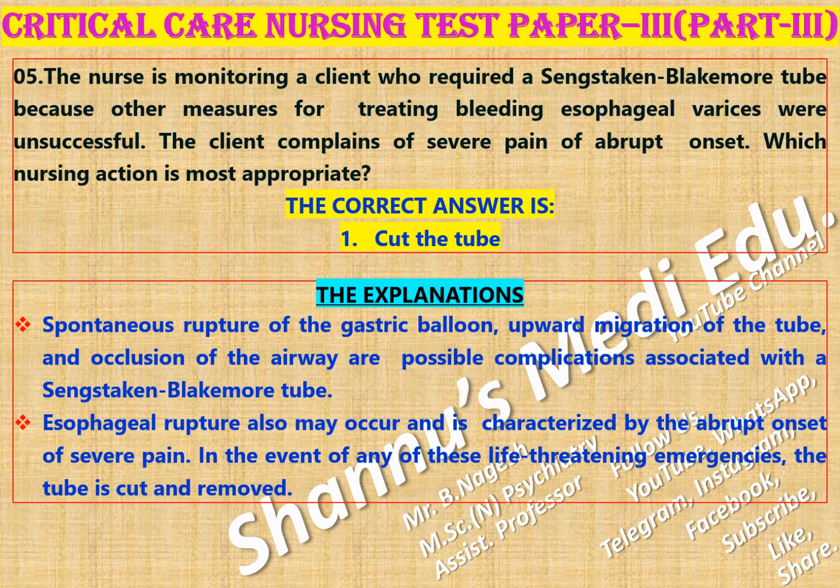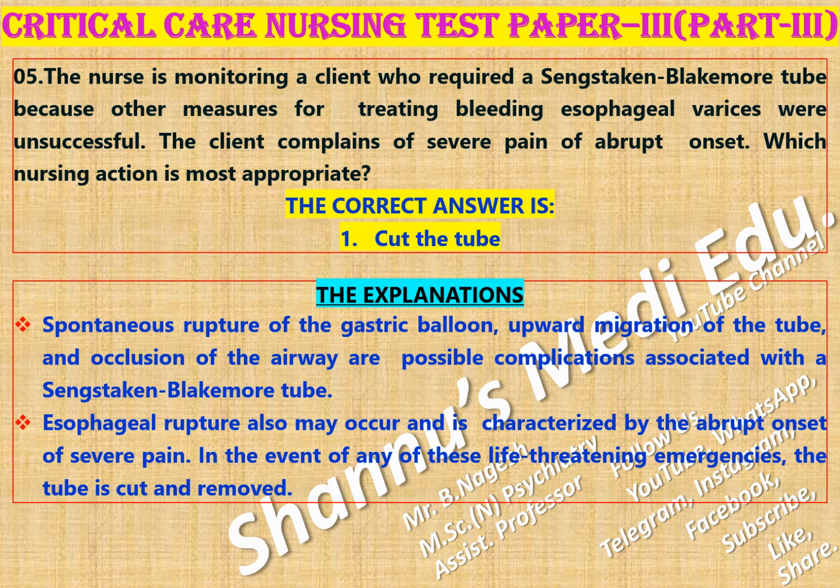The fifth question: the nurse is monitoring a client who requires a Sengstaken-Blakemore tube because other measures for life-threatening bleeding esophageal varices were unsuccessful. The client complains of severe pain of abrupt onset. Which nursing action is most appropriate? The correct answer is cut the tube.